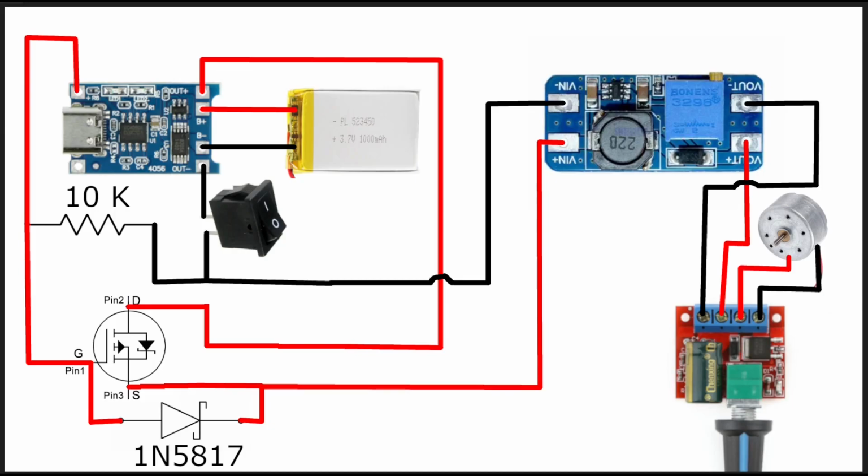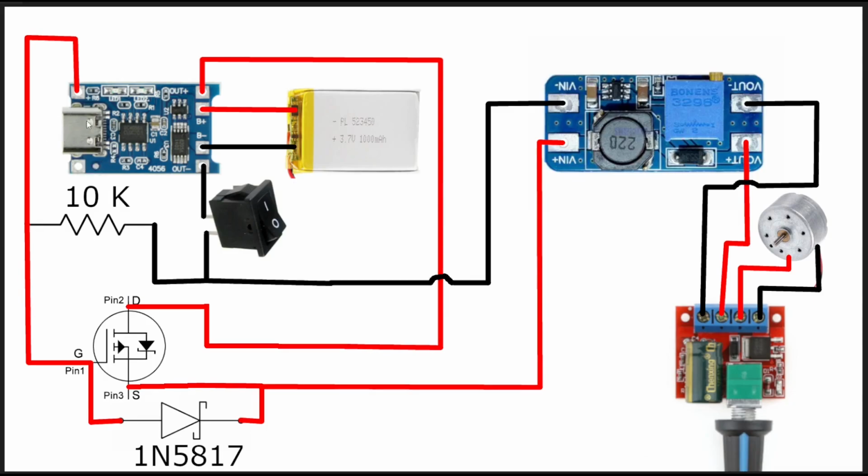This is an example of a circuit that allows you to use the TP4056 to charge the battery while it is in use. We have a load here on the right, which is a motor in this case, but it can be whatever, like a Raspberry Pi or an Arduino. And the way this works is pretty simple.